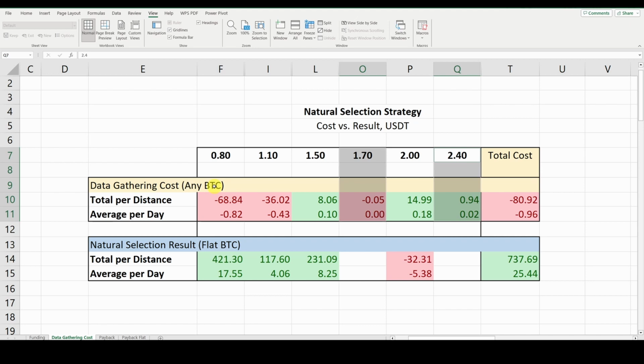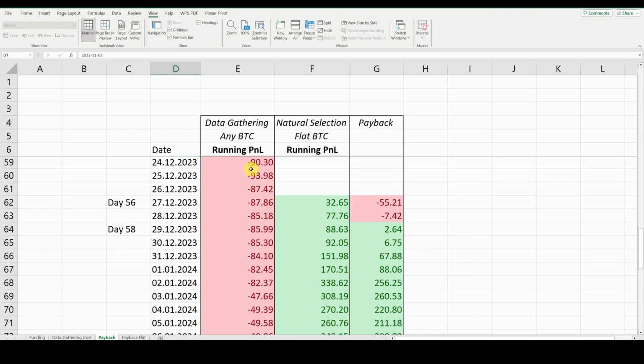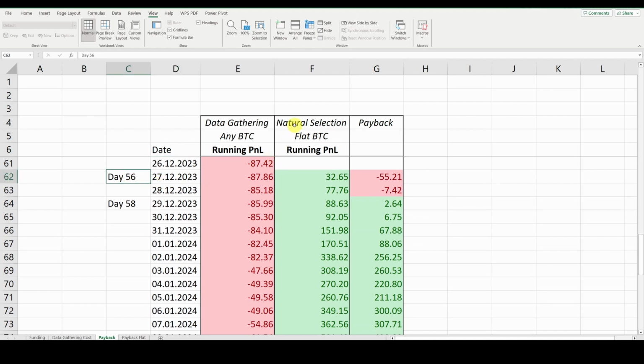Now let's see how fast this payback happened. Here I have the running total for all data gathering, and here the running total for natural selection. For a very long time, I only had the cost. Then, on day 56, I launched the high volume algos. And on day 58, their profits have exceeded the cost, so only 3 days to pay back. And it's been green ever since.